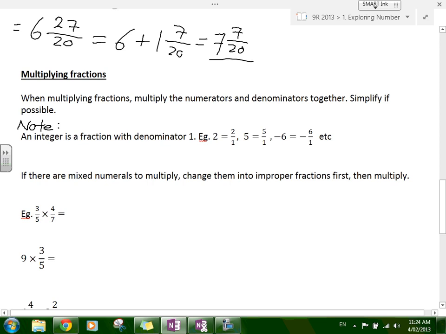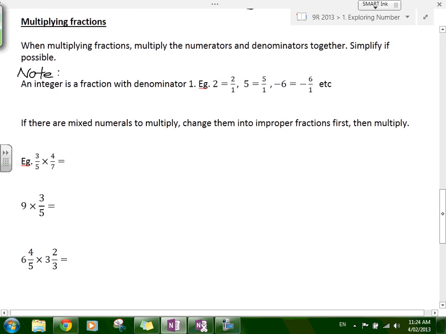Okay, so moving on. Right, so let's just have a look at these examples. If it's obvious to you, you don't have to write it down, just listen. 3 over 5 times 4 over 7. All we're doing is multiplying the top. So 3 times 4 is 12, 5 times 7 is 35. Can we simplify this? No common factors. Okay, that's just the way it is.